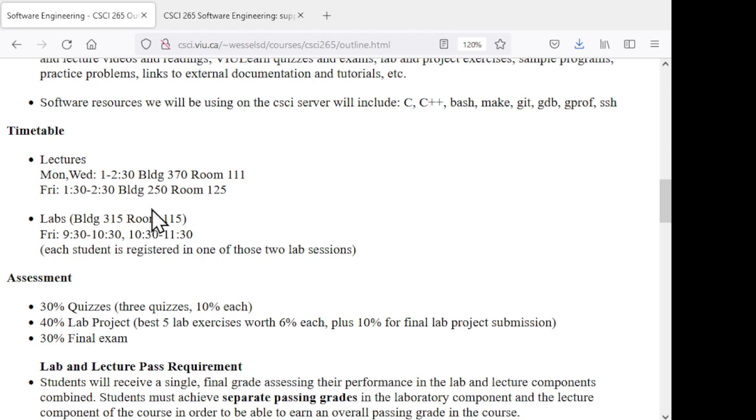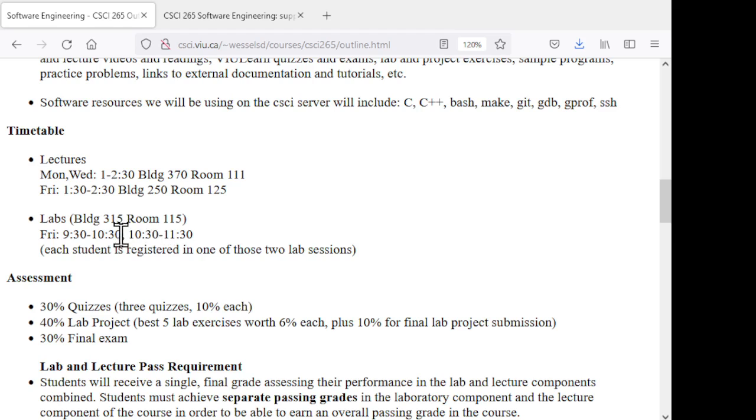Timetable: we're Mondays and Wednesdays, 90-minute sessions in building 370, room 111. And then on Fridays, we were scheduled for building 250, room 125 at 1:30. That might actually get moved to a different room, but we'll have an update on that before Friday.